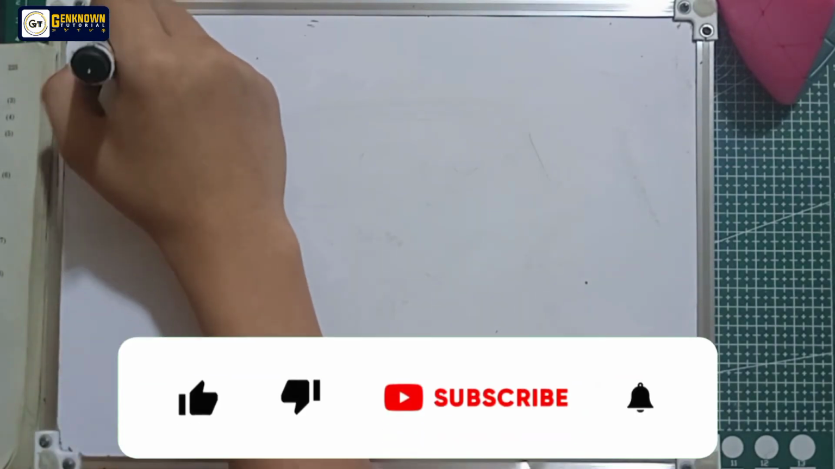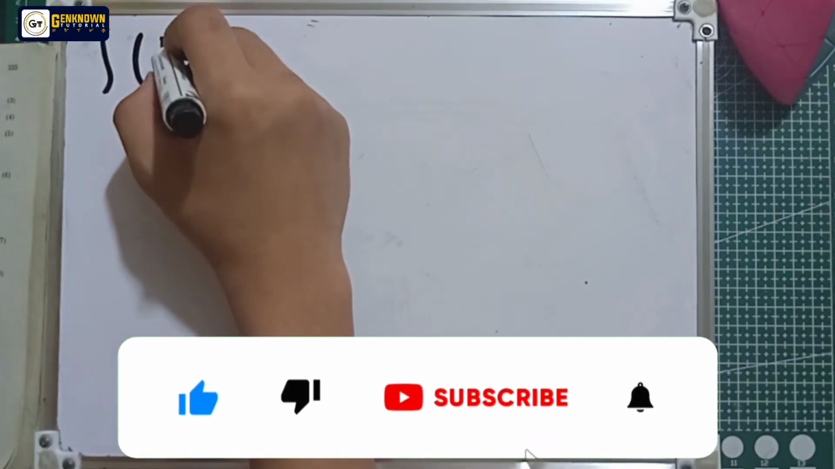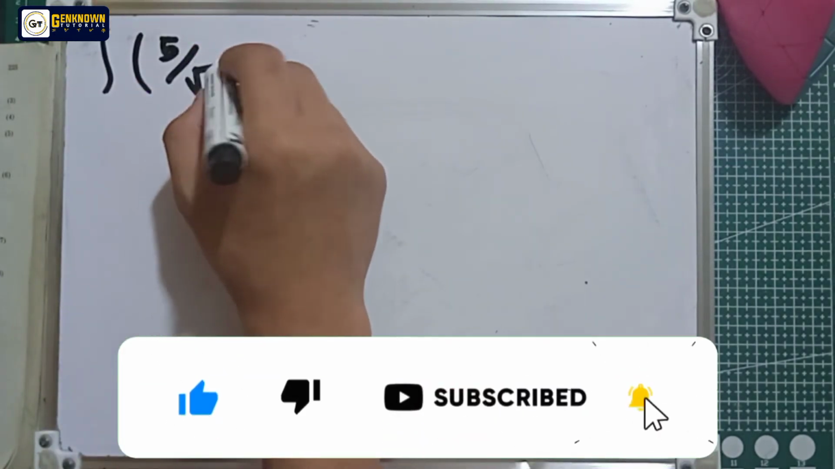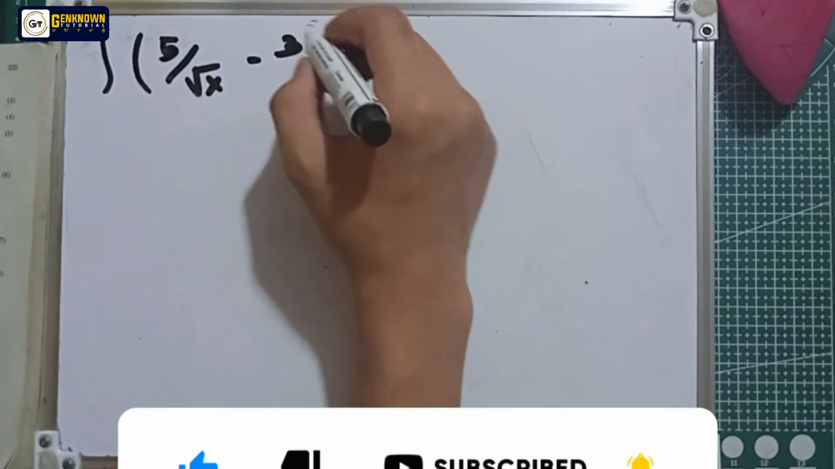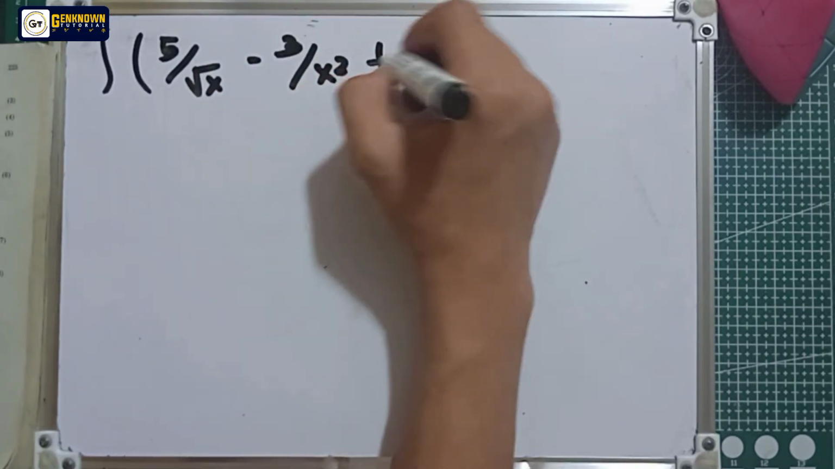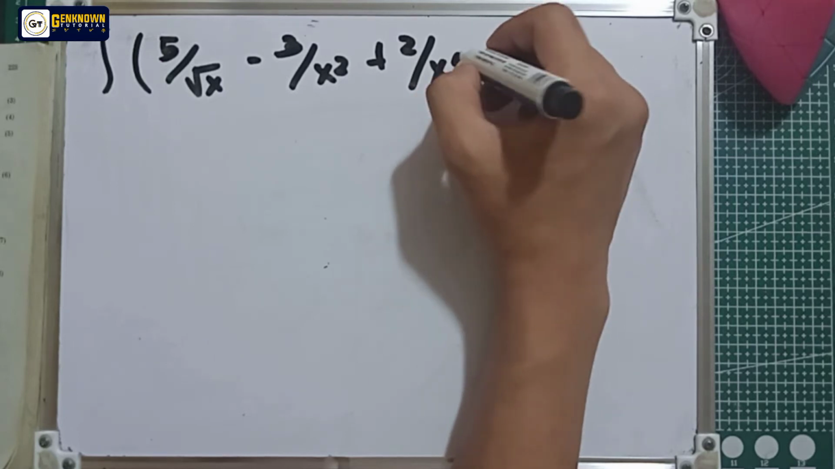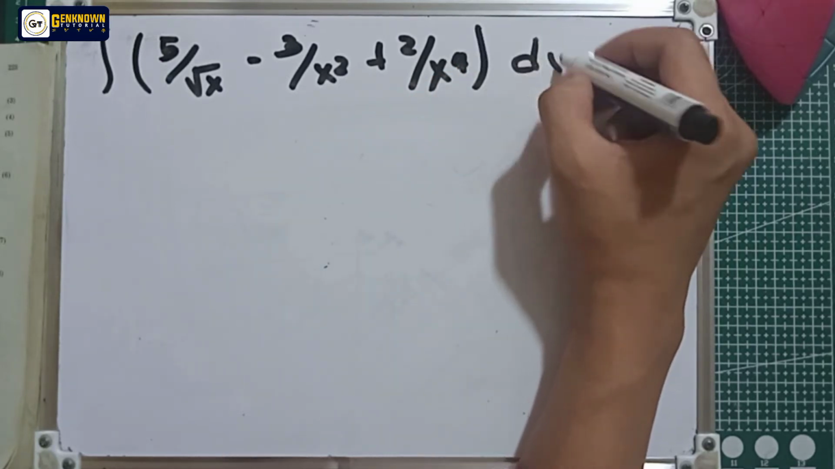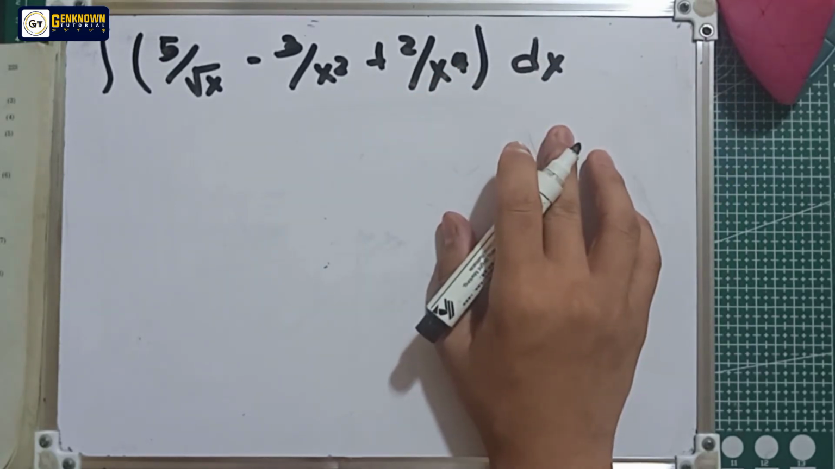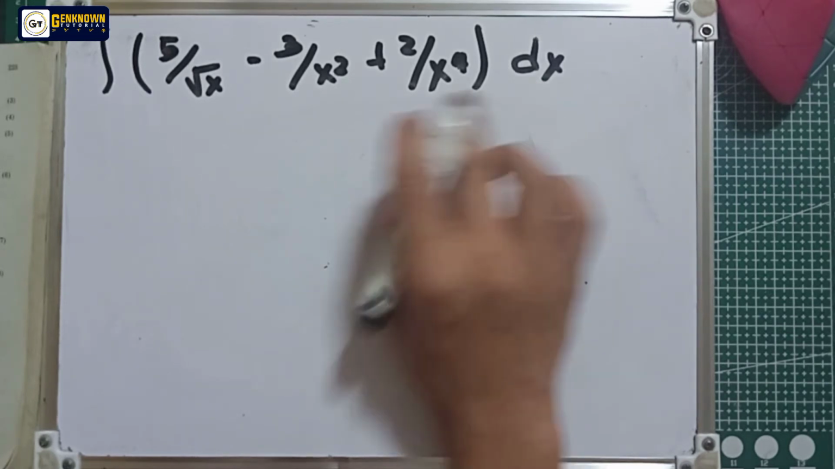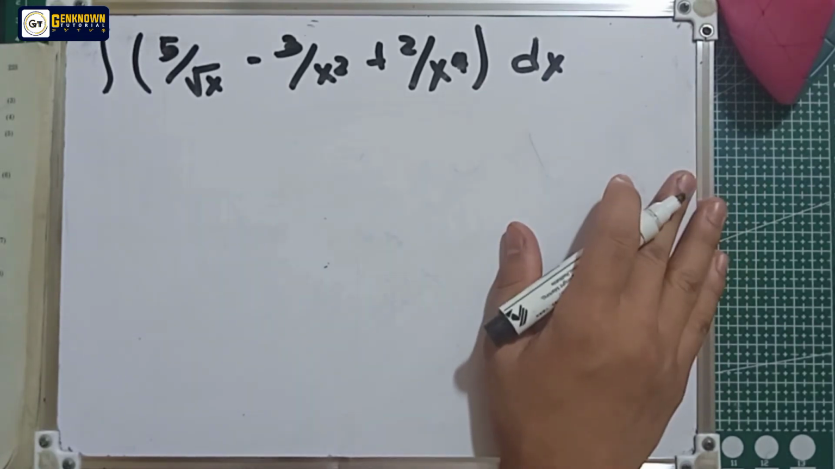Number 10 is the integral of 5 over square root of x minus 3 over x squared plus 2 over x raised to 4, multiplied by dx. Ito ay puro direct na lang, ano? Distribution of dx, i-integrate, i-integrate, and i-integrate.